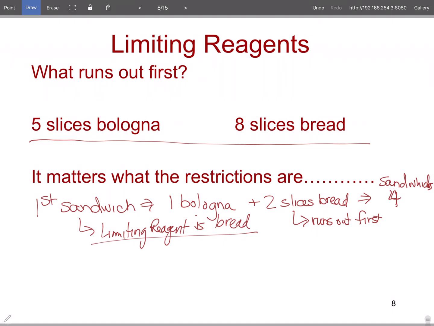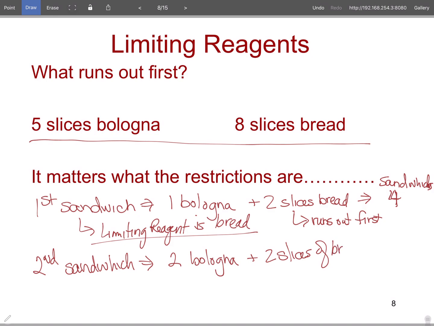Okay? But we thought it was the bologna. Okay, let's make the second sandwich, because I'm a meat kind of girl. So when you make sandwiches for me, assuming I can spell sandwich, I want 2 slices of bologna plus 2 slices of bread. So when we do it that way, then we're actually only going to be able to make 2 sandwiches, because now my limiting reagent is now the bologna.